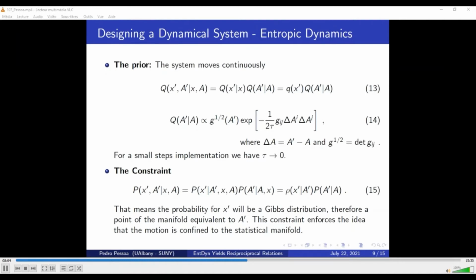For the constraint, we must ensure that the motion of the probability doesn't leave the statistical manifold defined. We implement this by saying that the posterior probability for x prime has to be of the exponential form with respect to the macrostate A prime, as we have here in equation 15. Now, it must be said that here we only have the simplest possible constraint. If we are modeling a more complicated system and you need to account for something known, some information on the motion, we might want to change the constraint or the prior.